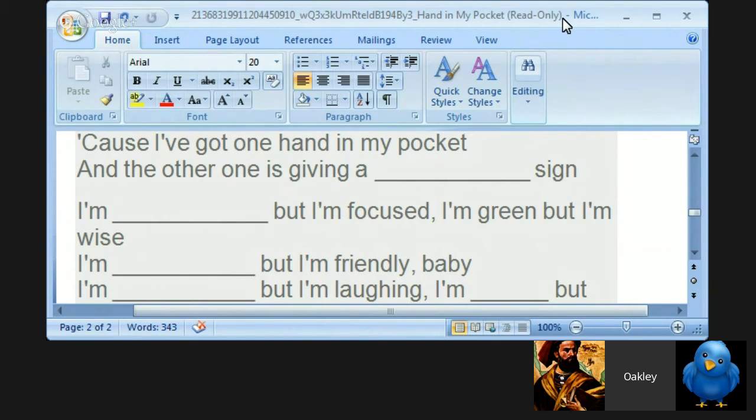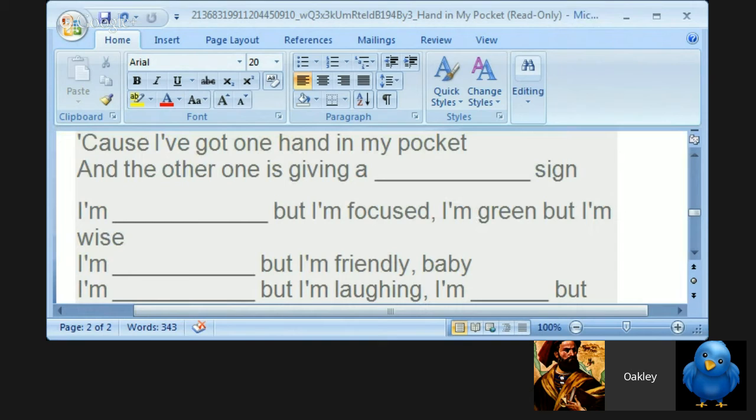One hand in my pocket. The other one, hand, in other words, is giving a something sign. Nader, do you have a guess? Oh, I'm not sure. Nader may be having connection problems. So, Salvatore, do you have an idea?